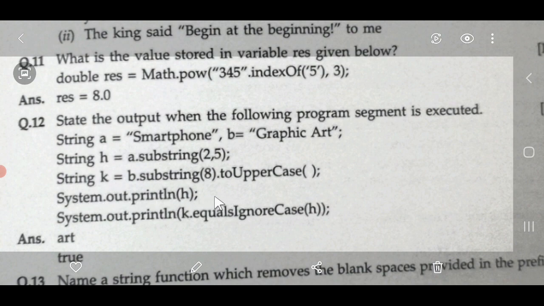Then System.out.println(H), so H is on the screen. H is art in small letters, and after that System.out.println(K.equalsIgnoreCase(H)). When I look at K, it is capital letters ART, and H is having small letters art. So equalsIgnoreCase is there, so they both will be counted as equal, so it will be true. If this function is equals only, not equalsIgnoreCase, then the output would have been false.